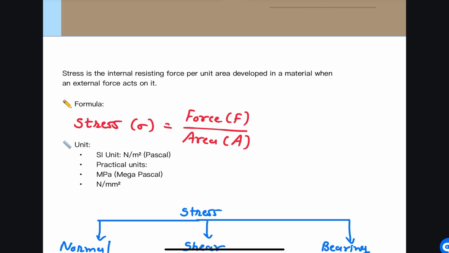So what is stress? In general, we can say whenever a force is applied on any object, internal resistance is developed inside the material, and this internal resistance per unit area, on which we applied the force, is called stress. In other words, stress is the internal resisting force per unit area developed when the material is under an external force.